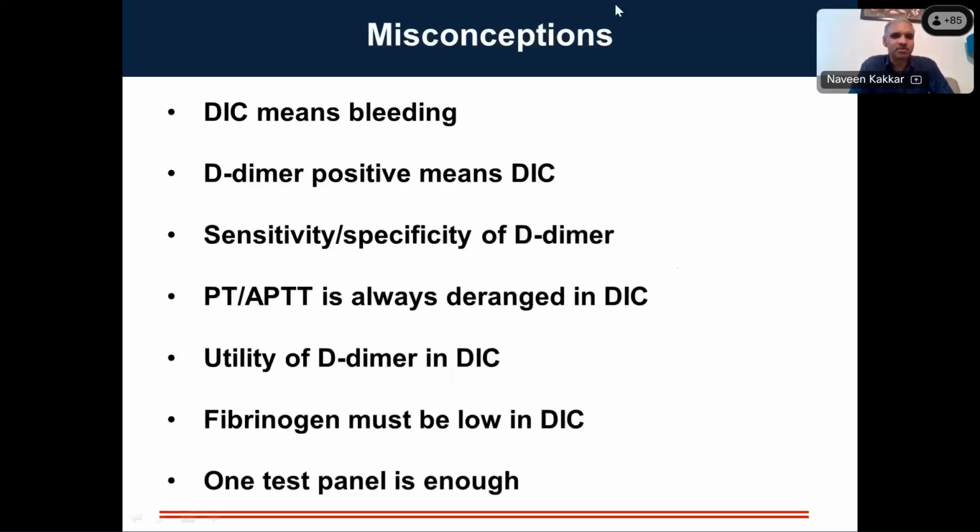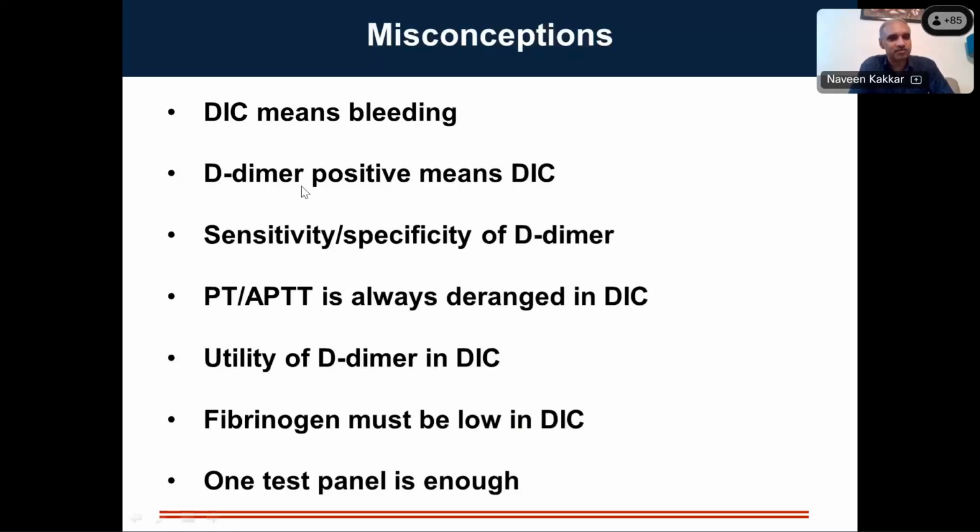Some misconceptions about DIC. One, that DIC means bleeding, like we saw in our case. Remember, clinically in the late stage, yes, bleeding, but it starts with coagulopathy. That's why the name. And also that D-dimer positive means DIC. This is the commonest misconception.